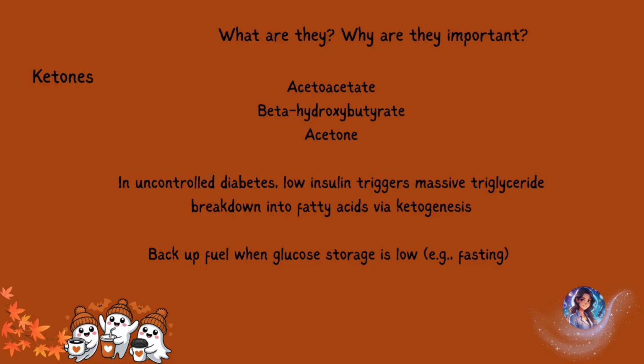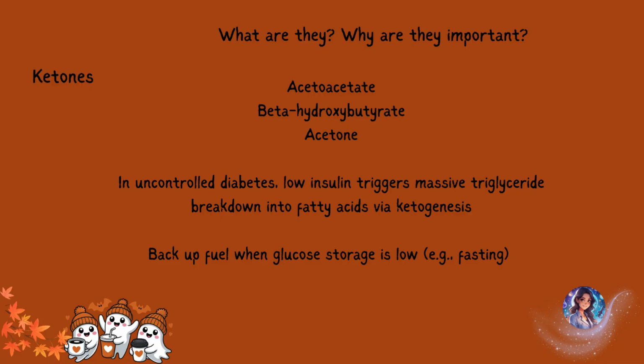The reason why they're important is because ketones are backup energy, giving 4 to 6 calories per gram for our brain and heart when glucose is gone. But in uncontrolled diabetes, excess ketones, especially beta-hydroxybutyrate, lower blood pH, causing diabetic ketoacidosis, DKA. It's a very life-threatening emergency. It can cause nausea, rapid breathing, and give the patient a fruity breath from the acetone.